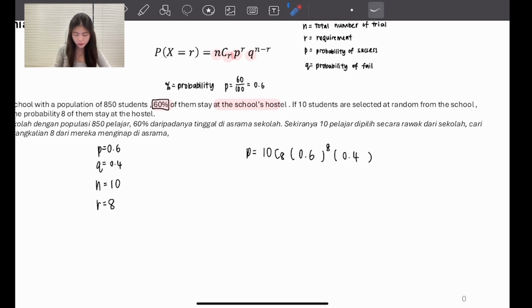There are 10 students in total, and 8 of them stay at the hostel. That means 2 of them do not stay there. So we power of 2. And then we can calculate the result, and you can get the result 0.1209. So that's it, the final answer.